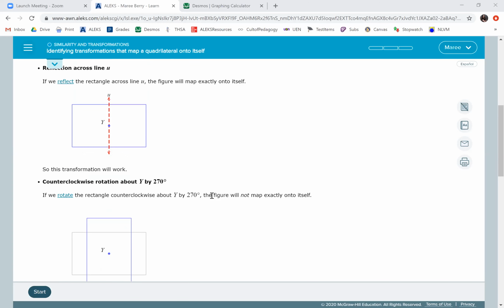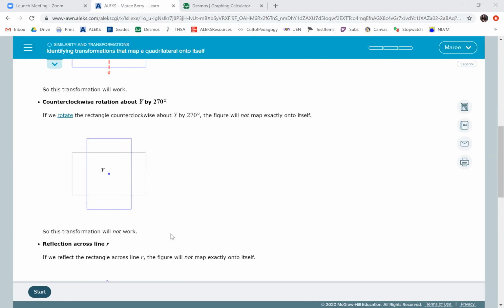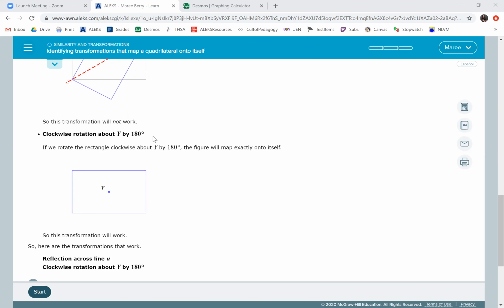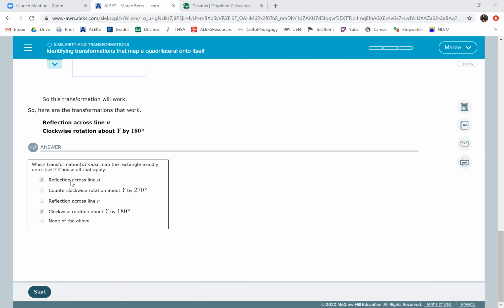If you rotate it 270 degrees, that's three 90s. So it's going to go straight up and down. So that's not going to work. Then if you want to reflect across line R, you have to ignore line U and just look at line R. And the corners are not going to line up with each other. So that's not going to work. Then if you rotate 180 degrees, that's just going to look just like itself again. So that one will work. So those are the two that are going to work.